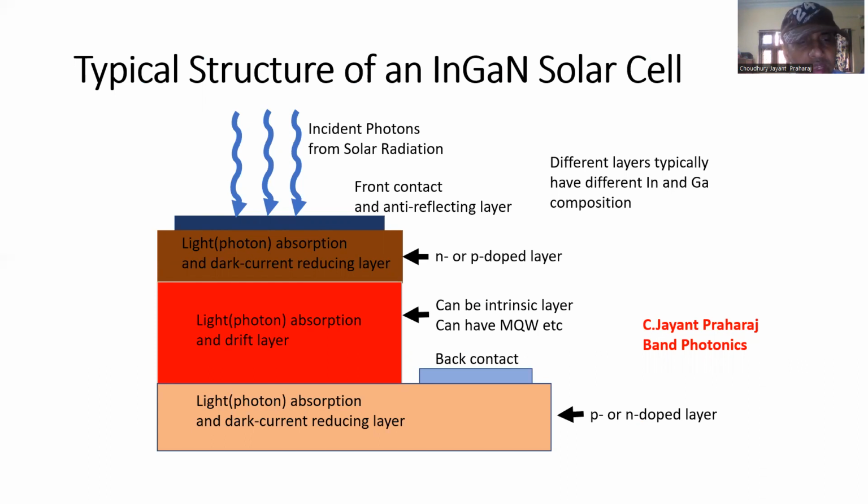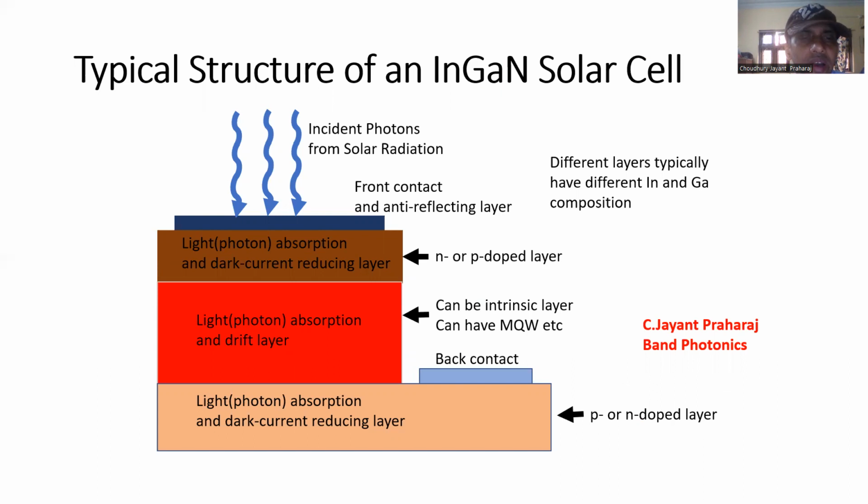Now, on both sides of the major absorption and drift layer, we have some dark current reducing layers. So these are the layers where we may have to use a different kind of band gap composition in order to get best device characteristics.